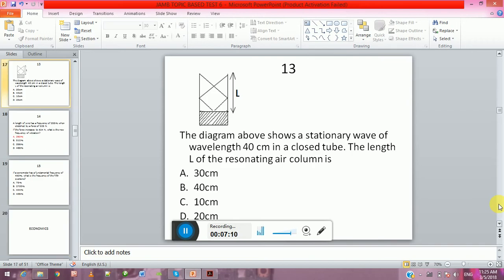The diagram above shows a stationary wave of wavelength 40 cm in a closed tube. The length L of the resonating air column is A. 30 cm, B. 40 cm, C. 10 cm, D. 20 cm.